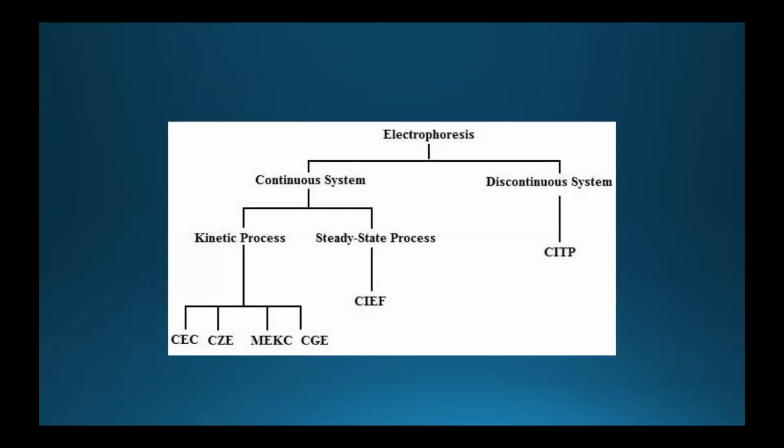This is the breakdown of the types of systems, all 6 that were listed before, the most common being CZE. A discontinuous system is one in which the sample is kept in distinct zones separated by 2 electrolytes, but a continuous system is obviously the most common. It has a background electrolyte buffer that runs consistently through the capillary while the sample runs through as well. And then kinetic processes have a constant electrolyte composition, whereas steady state processes have varying electrolyte composition.